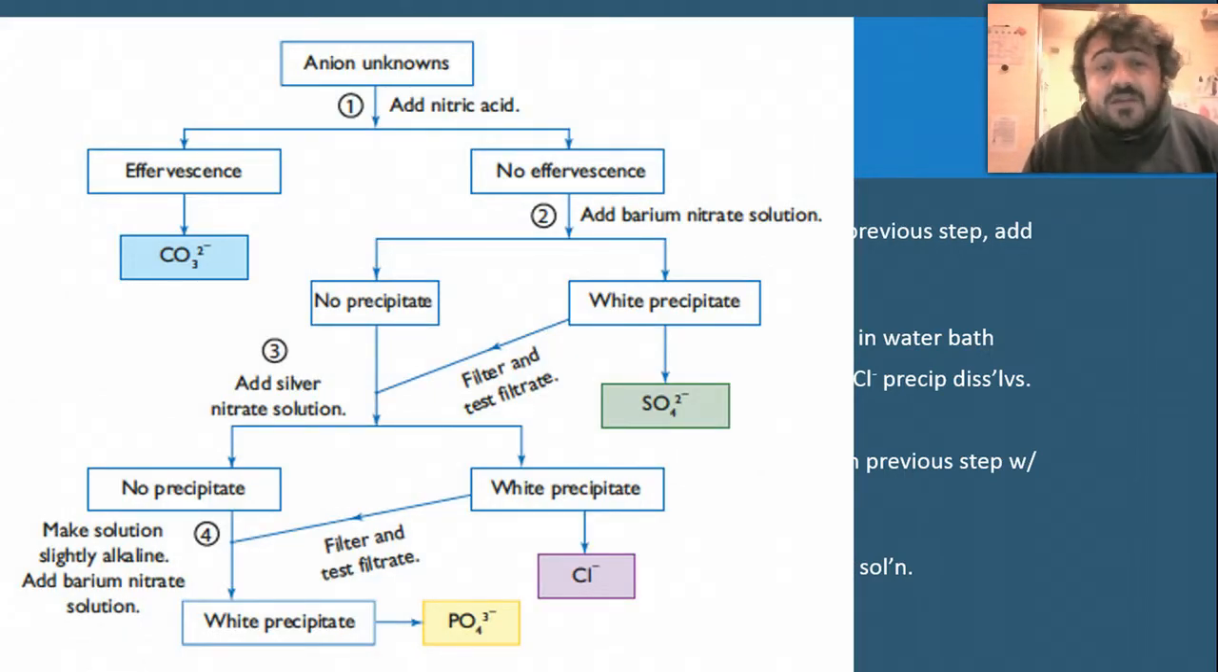So here it is as a flowchart, and you'll notice, for anion unknowns, we add nitric acid. If it effervesces, we've got CO2. No effervescence, we continue on. What you'll also notice is that none of the confirmation tests are on there. So when we write out our flowchart, none of the confirmation tests are there.